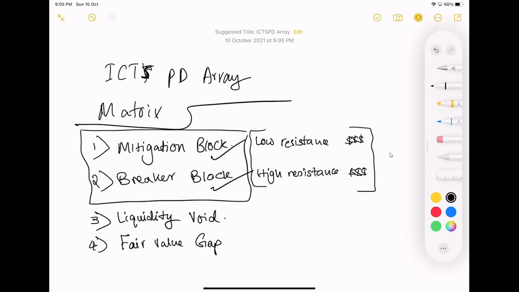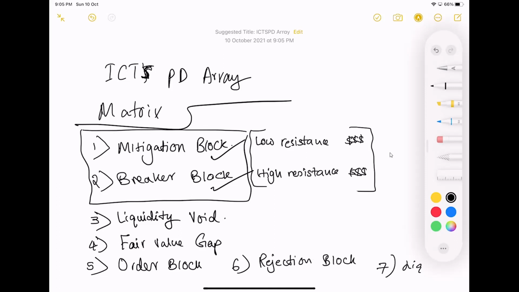Number 5, what do we have? We have order block, right? Number 6, we have rejection block. And number 7, we have the liquidity pools, or highs or lows, right?